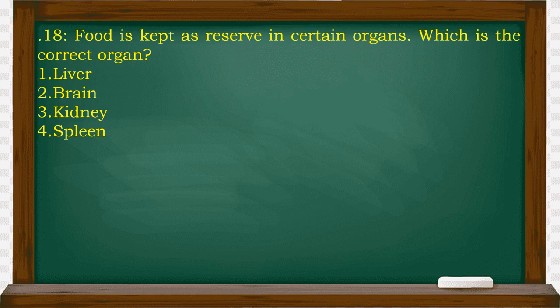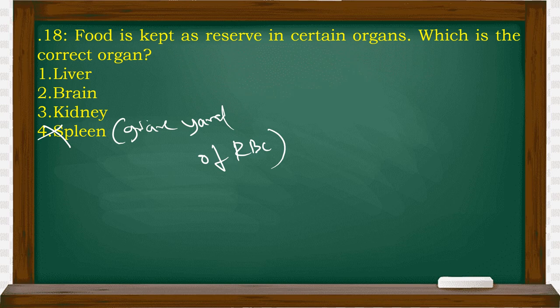Spleen is a site of recycling of RBC. It is called the graveyard of RBC. It is a gland where the old RBCs are broken down into heme and globin, and it never acts as a storage organ. So spleen is not the correct answer. Kidney. The kidney is a glandular structure which is helpful in the process of filtration, but never in the process of storing. Kidney never stores anything.